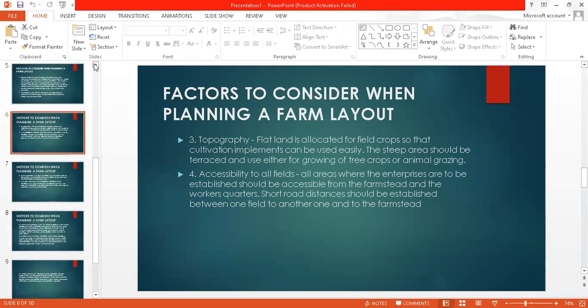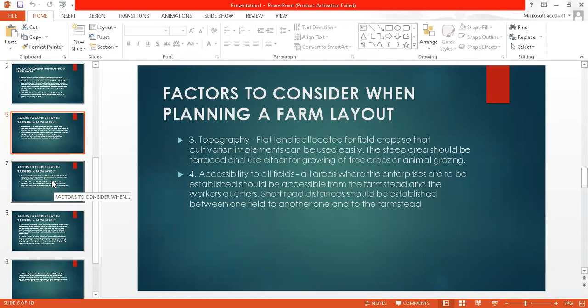You don't put animals on sloppy land. Probably they can fall and injure themselves. You plant crops there. And the steep areas should be terraced and used either for growing tree crops and animals. And mostly we grow crops such as tea, etc. And then accessibility to all fields.